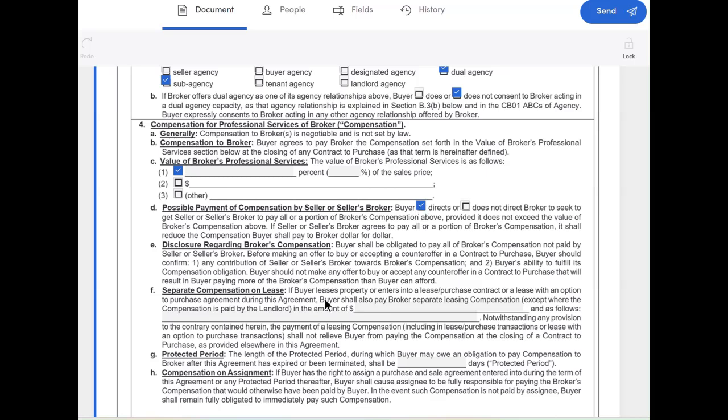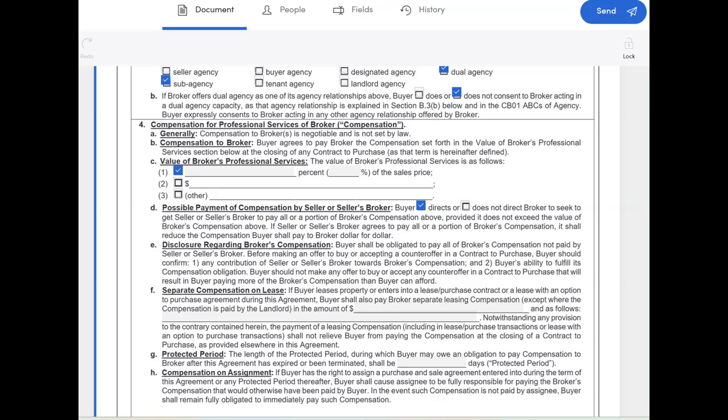Then I would explain to them, here's the thing. Even though it is your obligation, buyer shall be obligated to pay all. It doesn't say some, it doesn't say a portion of, it says pay all of my compensation, but only that portion that is not paid by the seller or seller's broker. So it is not going to be their responsibility to pay me a penny if they don't want to. I'm going to explain to the buyer that basically we're not in agreement to the contract that we were able to negotiate. They don't owe me anything if they don't sign it.